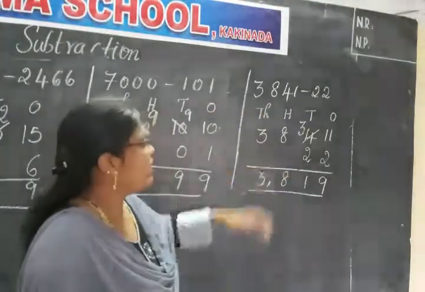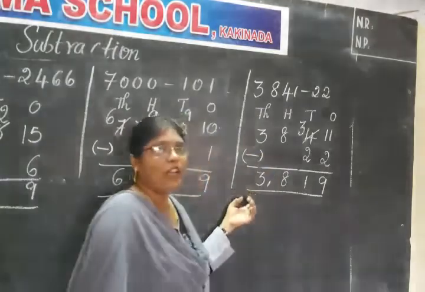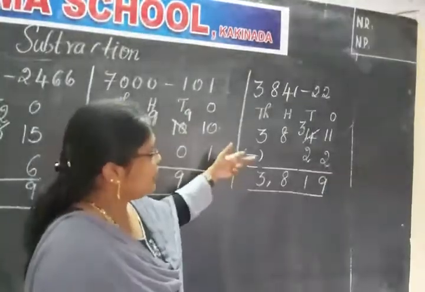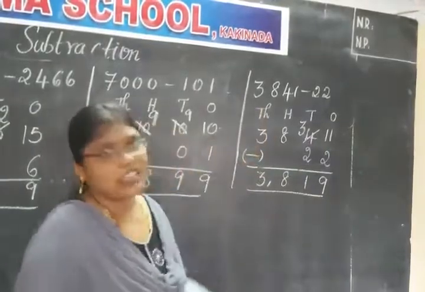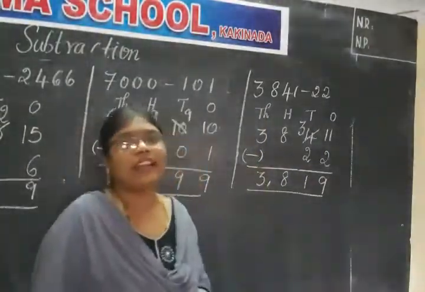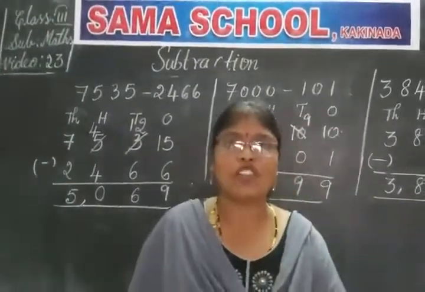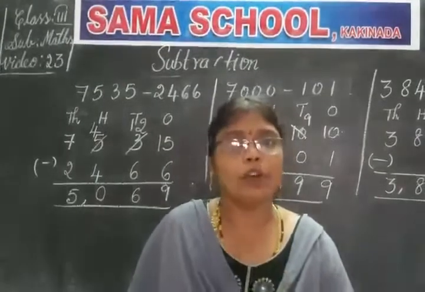When you subtract 22, here I forgot to keep the subtraction symbol. You have to keep it. When you subtract 22 from 3841, our difference is 3819. So children, do you know how to do subtraction with borrowing?